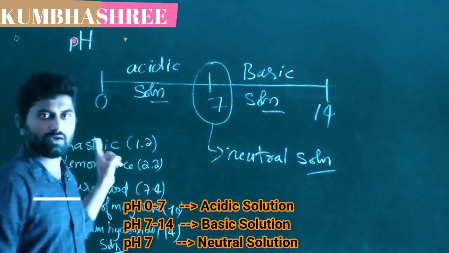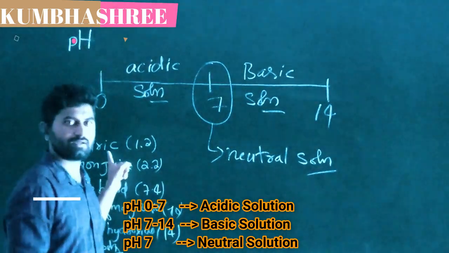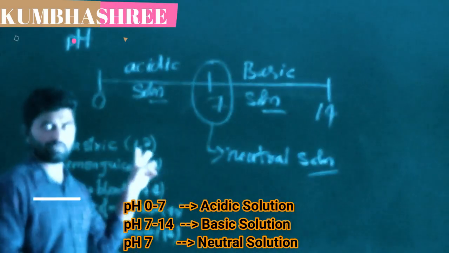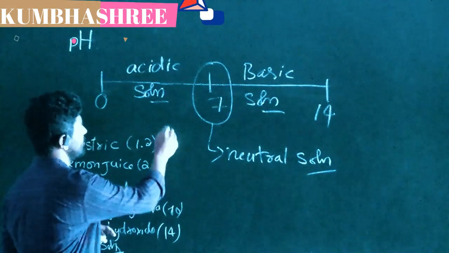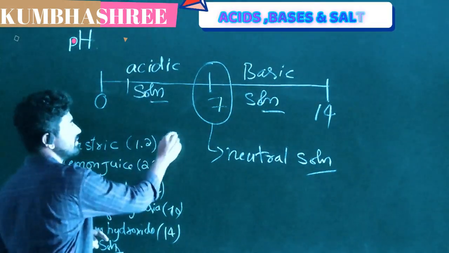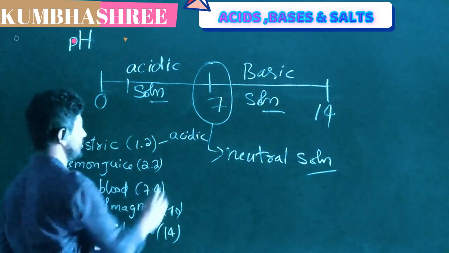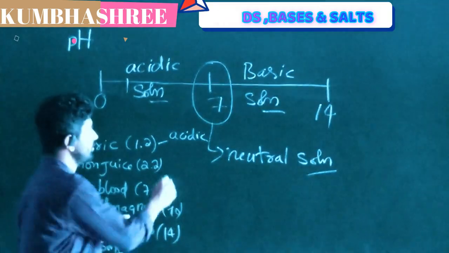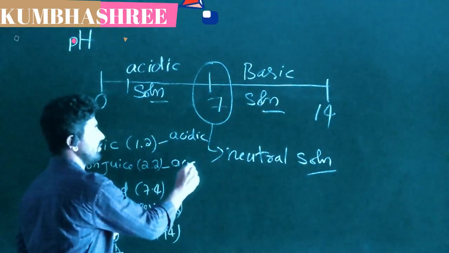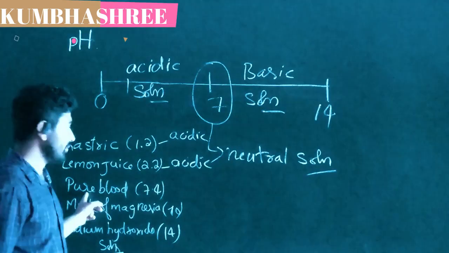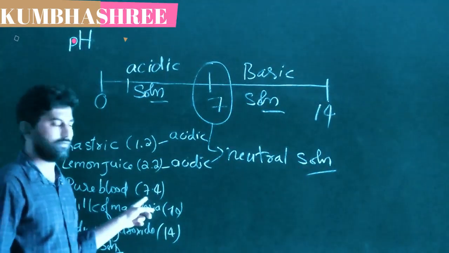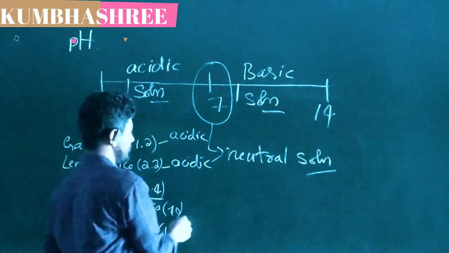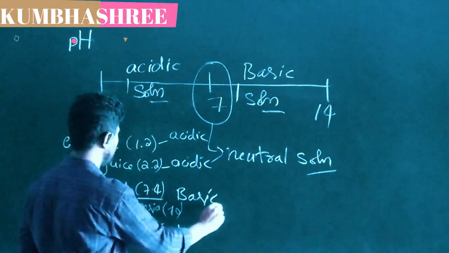I have written some examples here. Gastric juice, the pH value is 1.2. Can you determine whether it is acidic or basic? It is around here, so it is acidic in nature. Lemon juice, the pH value is 2.2. So this is acidic in nature. Pure blood, the pH value is 7.4. 7.4 means it crosses the neutral point, so it is around here. That is basic in nature.